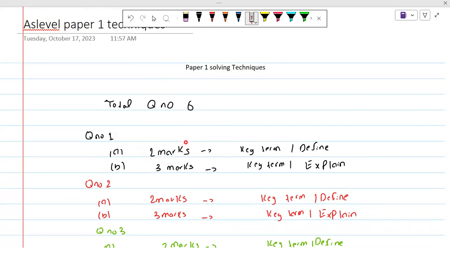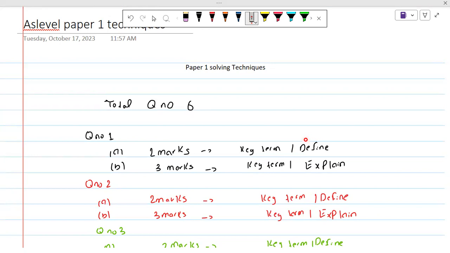And the most used key term for 2 marks is define: define the term demand, define the term quality, define the term quality standards, define the key term quality assurance, or HRM, or marketing strategy, or marketing, or brand loyalty, or something else. Okay, so there are a lot of definitions in our book.